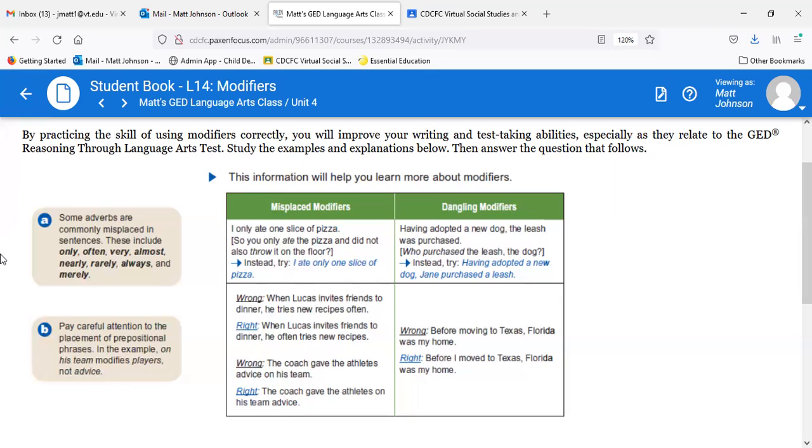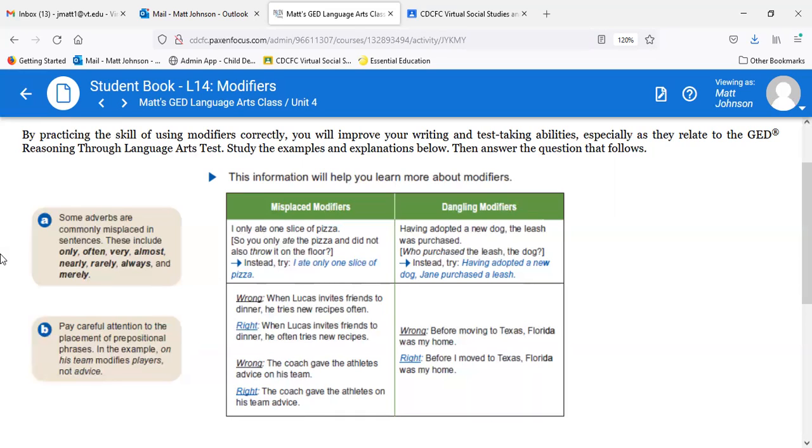Now we're dealing with dangling modifiers. "Having adopted a new dog, the leash was purchased." We don't understand here who purchased the leash. So correcting that, "Having adopted a new dog, Jane purchased a leash." So we have to have a subject in there that connects with the modifier.